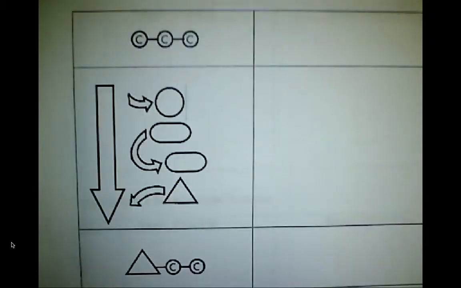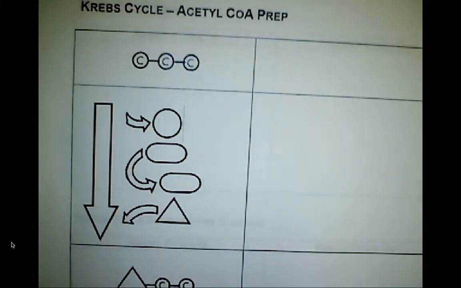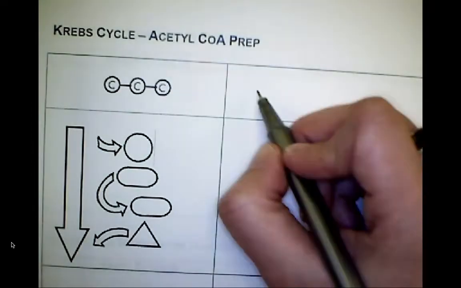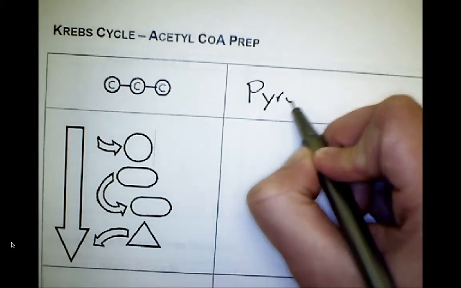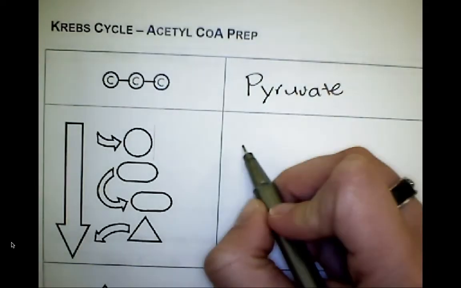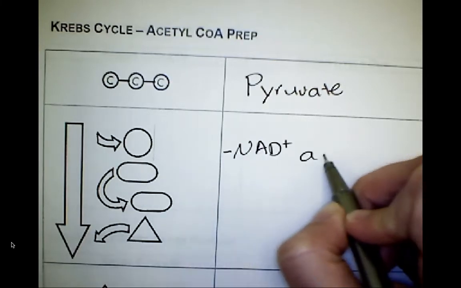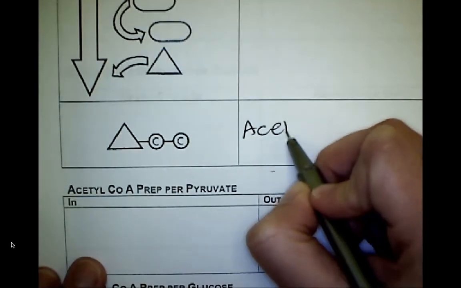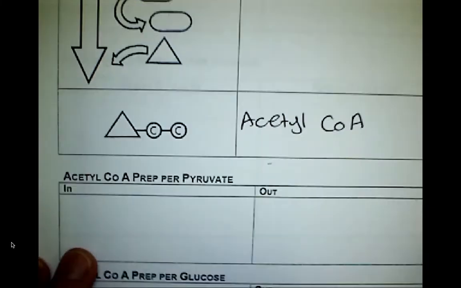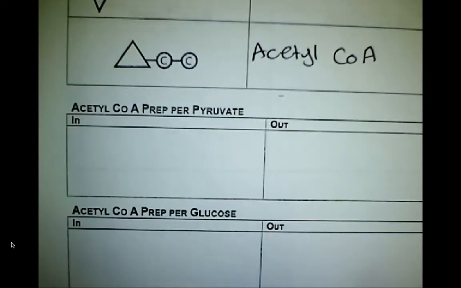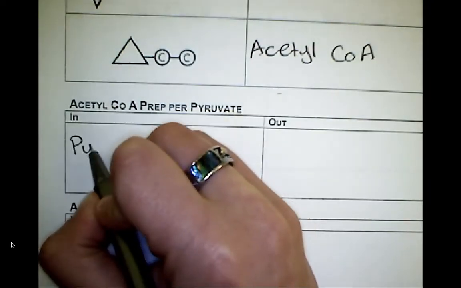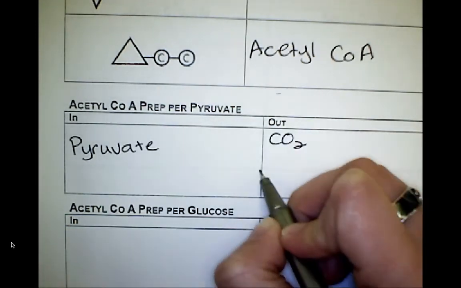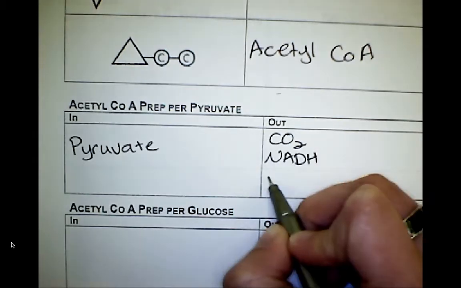Okay, so let's just summarize everything that just happened. And really, this whole part at the beginning, we don't need to make a big deal about, but basically what happened is in this acetyl-CoA step, we had our pyruvate come in. Okay. NAD plus is going to accept that electron if we're following our electron, and we made some acetyl-CoA. So just to summarize, per pyruvate, what went in, we had a pyruvate go in. That was it. And what came out was some CO2, an NADH, and acetyl-CoA.